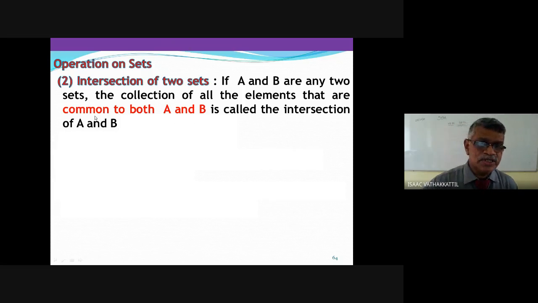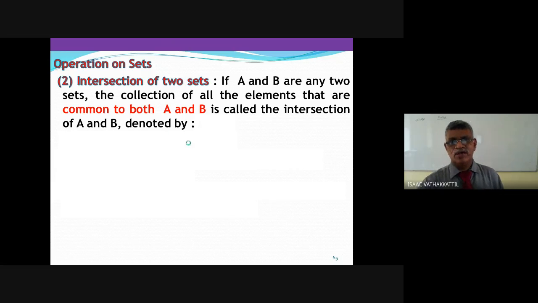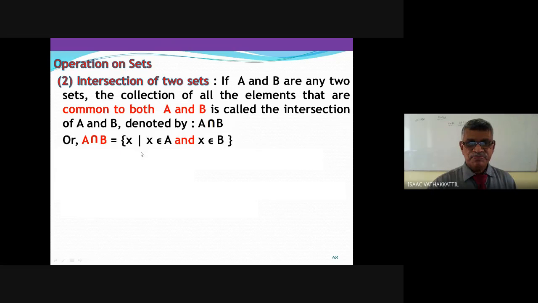The set consisting of those elements which are common to both A and B is denoted by, read, A intersection B. We read this as A intersection B. For union, we have something like U. It is just an upside down notation, intersection. What is now A intersection B? Set of all X such that X belongs to A and B. See, this "and" means together, simultaneously.